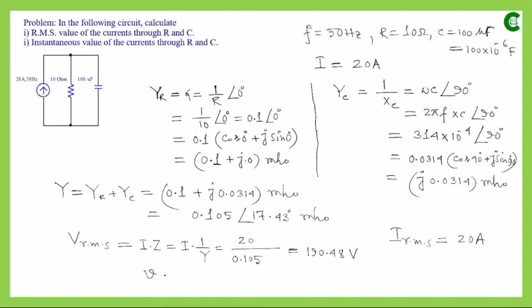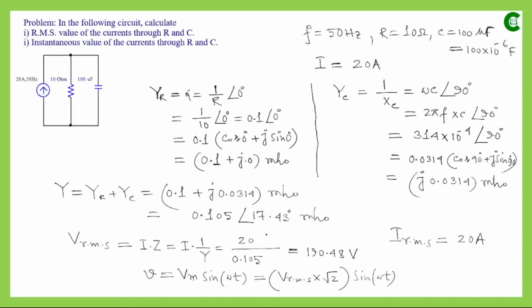If we want to express the instantaneous value of the voltage drop, then from VRMS it will be Vm sine omega t. We know that the maximum value is the RMS value multiplied by root 2, and then sine omega t. So if we put the RMS value 190.48 and multiply by root 2, we will get the peak value of this voltage. Now the requirement is to get the RMS values of the currents IR and IC.